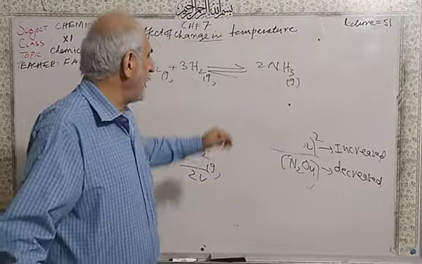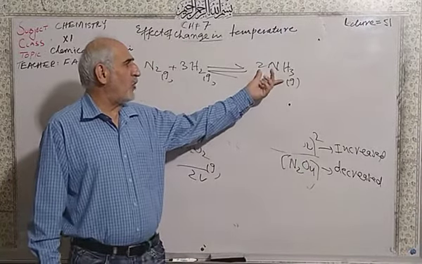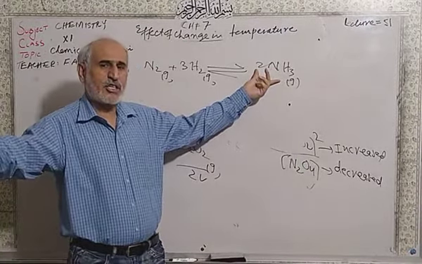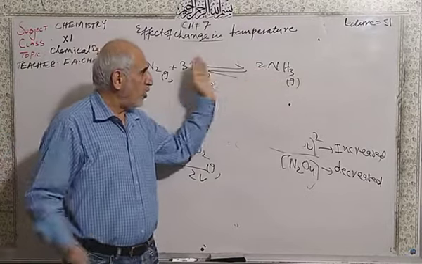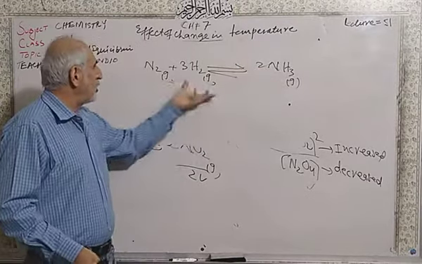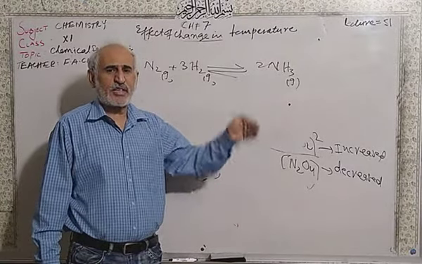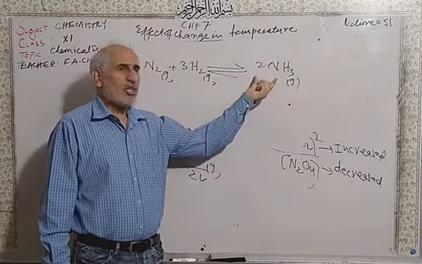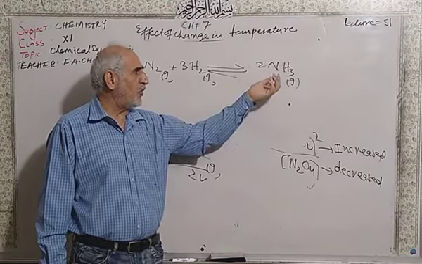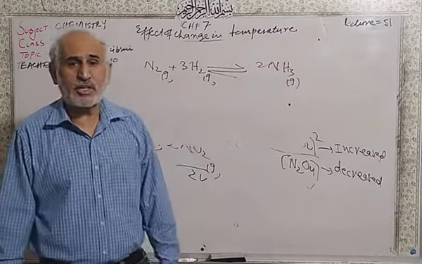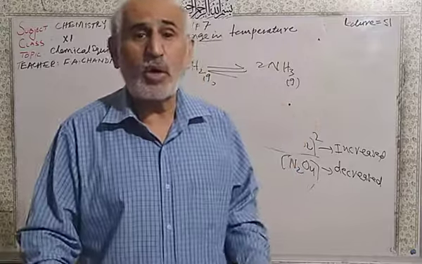Third, very important: continual withdrawal of ammonia gas. You have to decrease the concentration of ammonia. When you take ammonia out, the reactants will react to form more ammonia gas. So decrease the concentration of ammonia. Continuously, periodically, you have to remove the ammonia gas from the reaction zone so that you can get more ammonia.